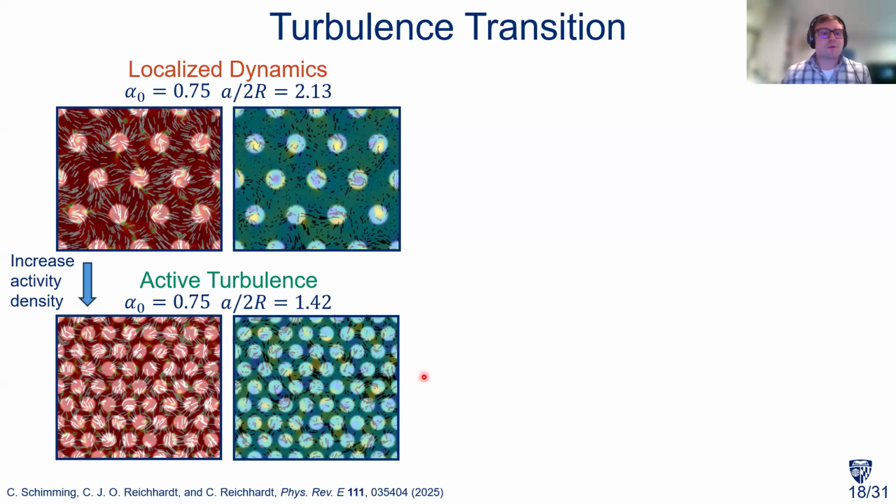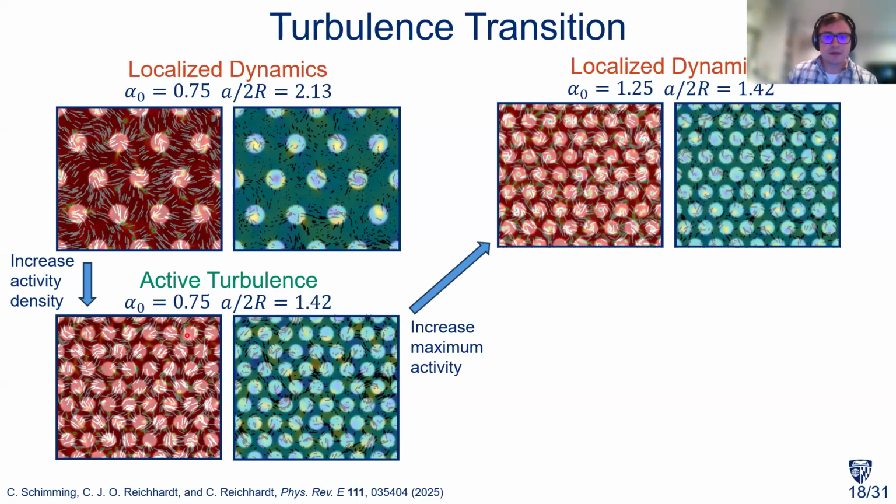Now, what we thought would happen from here is that if we increase the activity, we would still be in active turbulence, because typically when you increase the activity, all you do is create more topological defects or increase speeds. But it turns out for this system, if we kept the lattice constant the same, but increased the maximum activity, we would go back to the localized dynamic state. And you can see it even better here.